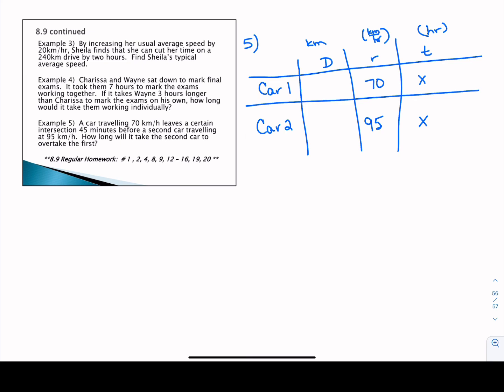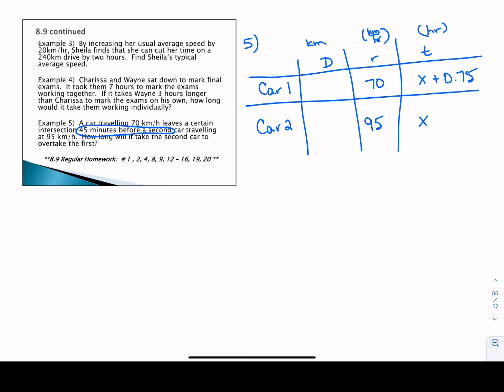If you go back to the original explanation of this problem, it says a car traveling 70 kilometers per hour leaves a certain intersection 45 minutes before your second car. So what that means is the time that first car is on the road has an additional 45 minutes. But be careful, when we're dealing with minutes, we have to convert to hours to use this in our formula. So the time that car 1 is traveling is going to be x hours plus another 45 minutes, which we know is 3/4 of an hour.